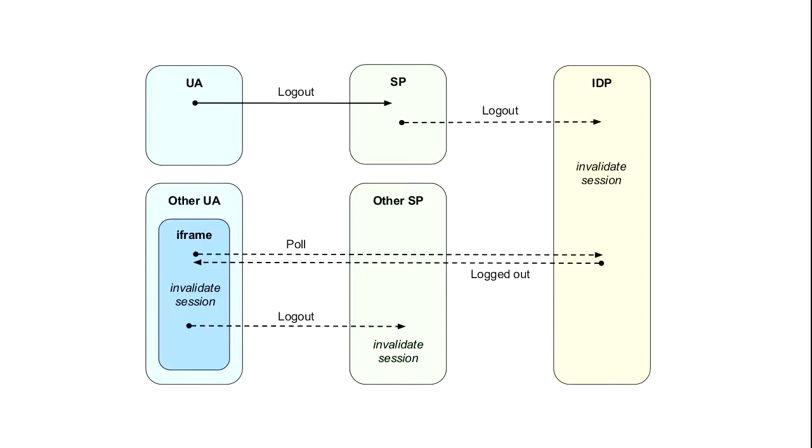The front channel approach is that each service will load an iframe in the user agent. That iframe will poll the IDP to determine if the session is still valid, and when it isn't, it will then inform the service provider directly. So in that case, there's no direct communication between the IDP and the service provider to affect a single sign out.